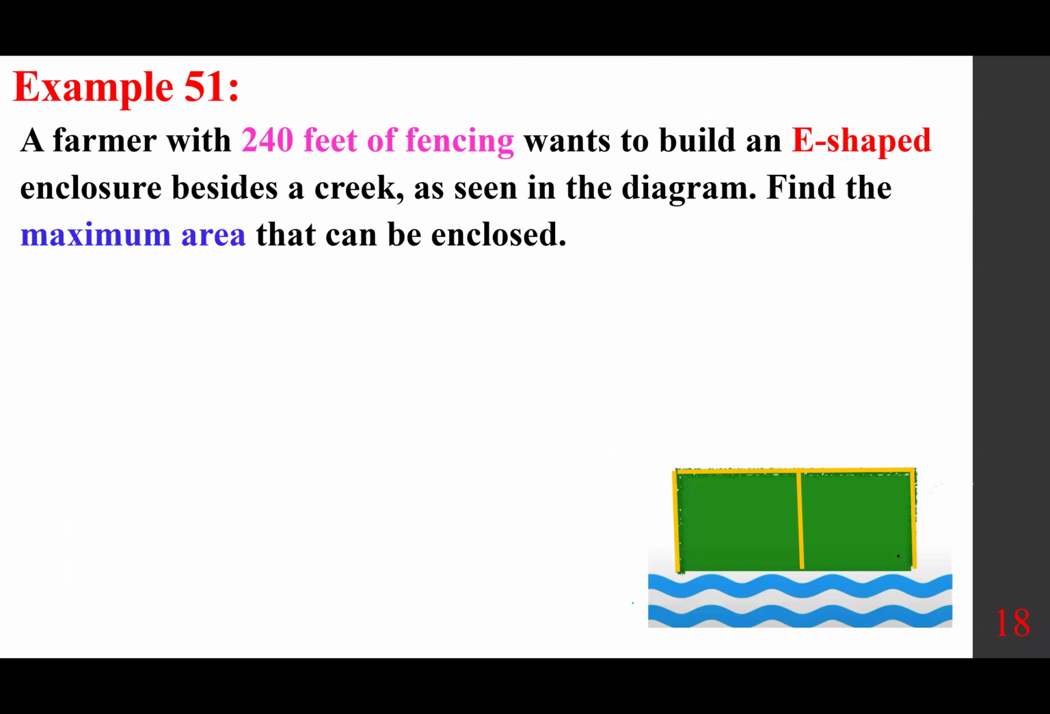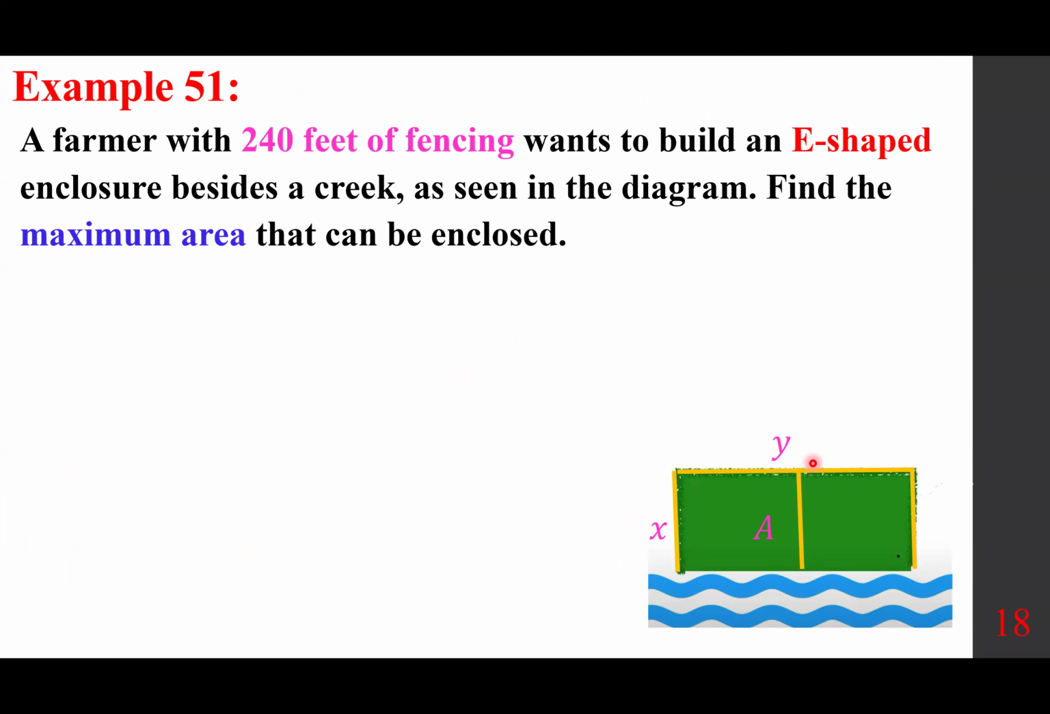A farmer with 240 feet of fencing wants to build an E-shaped enclosure beside a creek, as seen in the diagram. Find the maximum area that can be enclosed. I can't emphasize this enough. If a drawing is given, so be it. Otherwise, you have to come up with the drawing to come up with your variables and the definition.